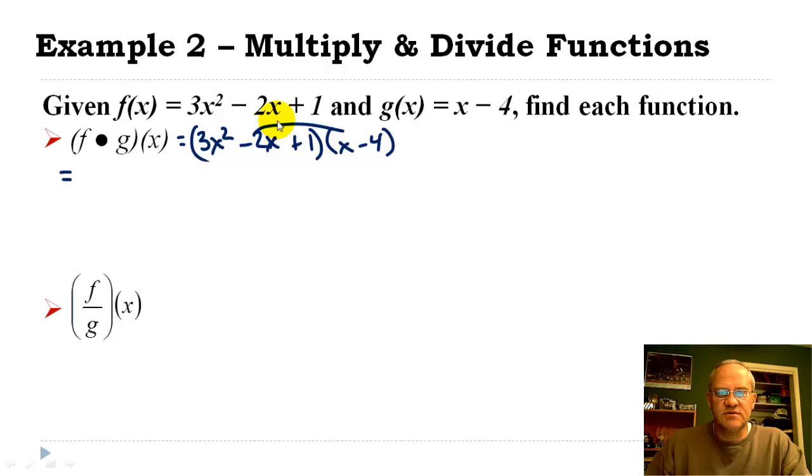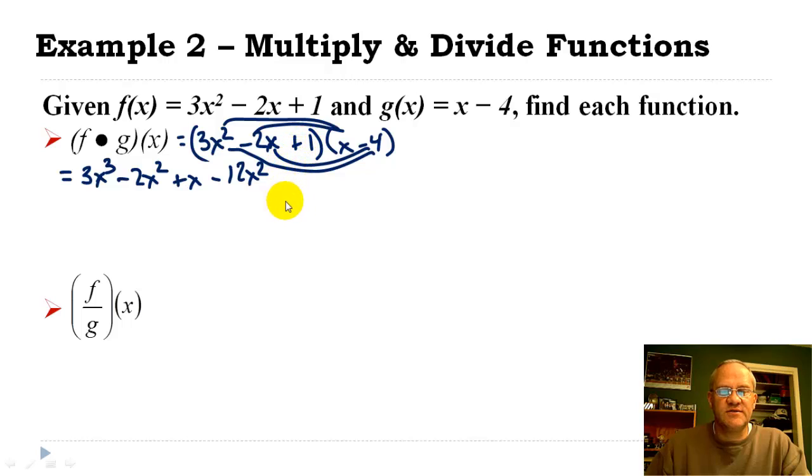So I'm going to go x, x times 3x squared is 3x to the third. X times a negative 2x is minus 2x squared. X times 1 is x. And then we do that with negative 4. Negative 4 times 3x squared is negative 12x squared. Negative 4 times a negative 2x is plus 8x, and negative 4 times 1 is minus 4.